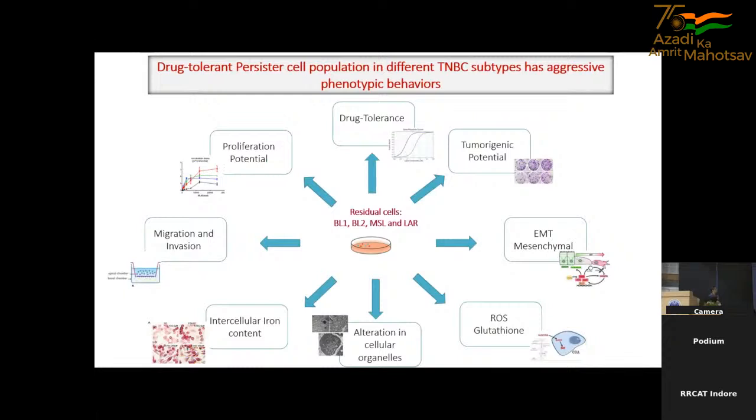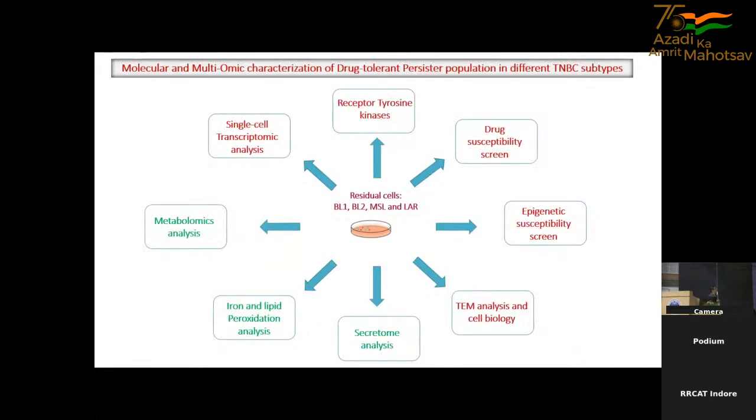Many cellular organelles are altered. They have high intracellular iron content, and high migration and invasion. Now we are trying multi-omic approaches to understand what actually makes them persistent and how we can kill them. Sorry, time is up. Okay. So here we want to collaborate so that we can do metabolic analysis, iron and lipid content and peroxidation analysis, and secretome analysis. So thank you.